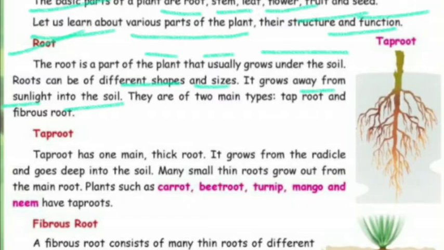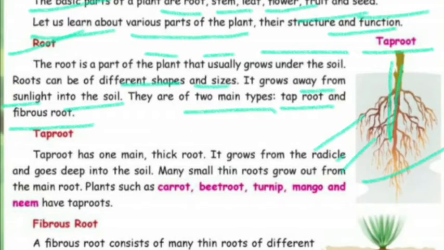There are two main types of root. What are these? Let us see. Tap root and fibrous roots. I will show you the picture of tap roots and fibrous roots. Children, observe this tap root. This is the main root. This is known as tap root. And surrounding this are the small branches of the root.